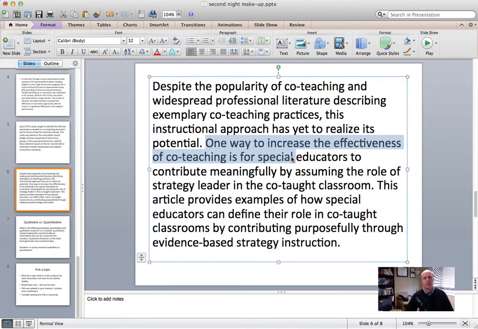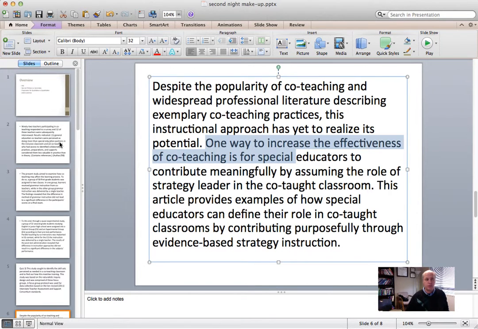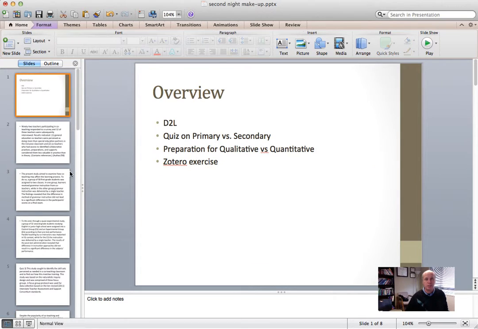They're not reporting on a study. They're not reporting primary source data. They're just reporting their expertise, right? All right, so the next thing that we did, and we took a quiz, and you'll take a similar quiz on Wednesday.